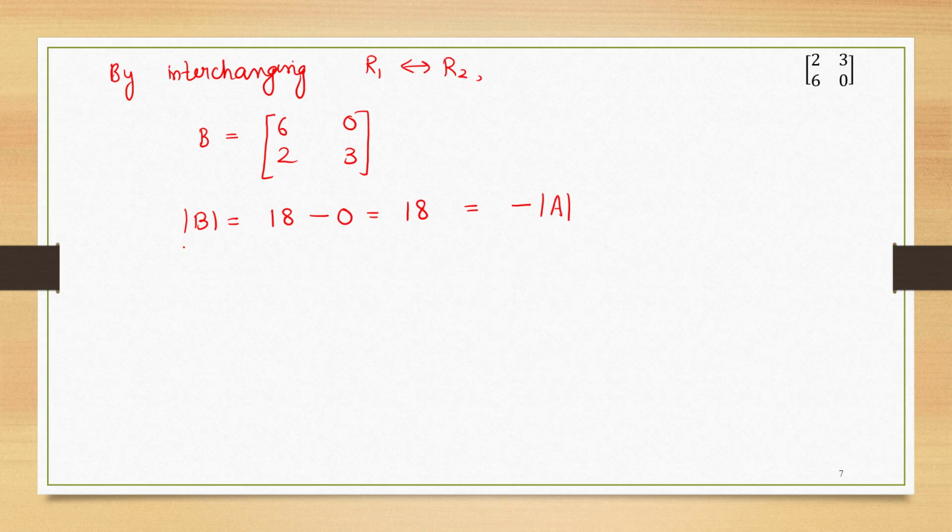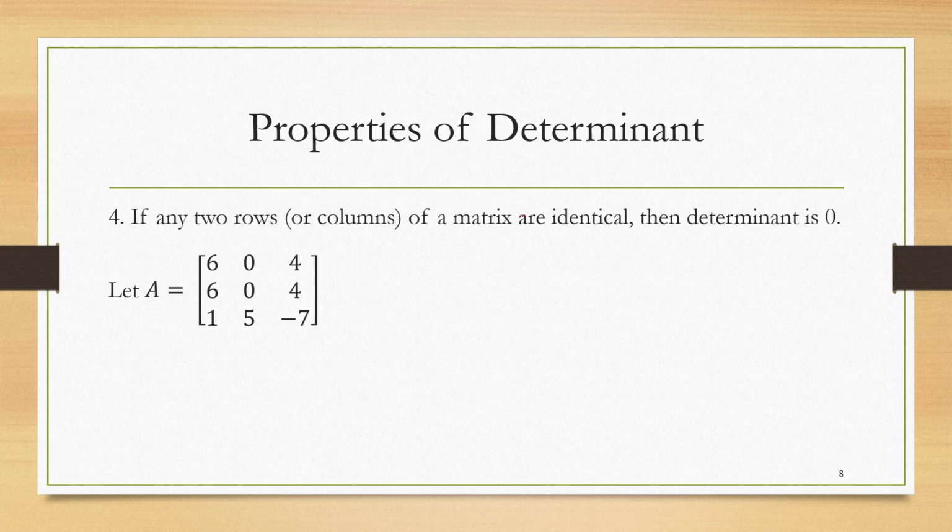So determinant of B is nothing but determinant of A with a negative sign. Sign will change. If determinant A is positive, determinant B will be negative and vice versa. Next property, it says that if any two rows of a matrix are identical, that means same, then determinant of the matrix is always 0.